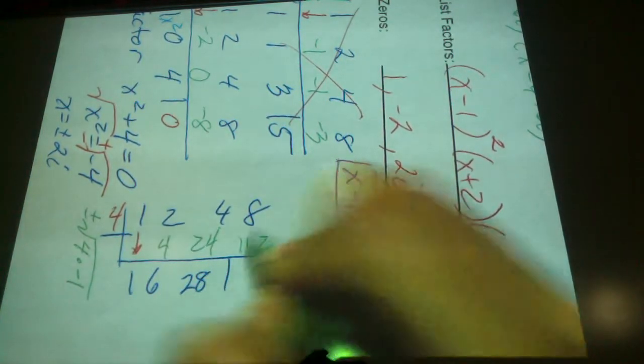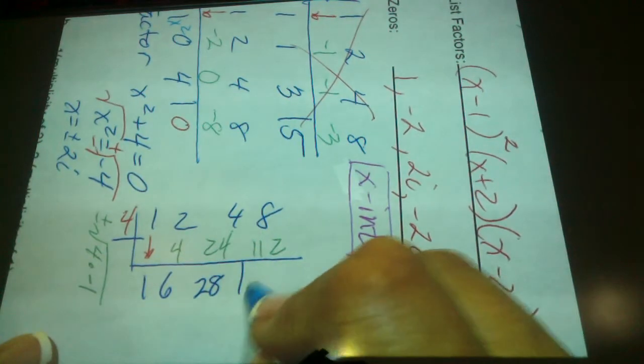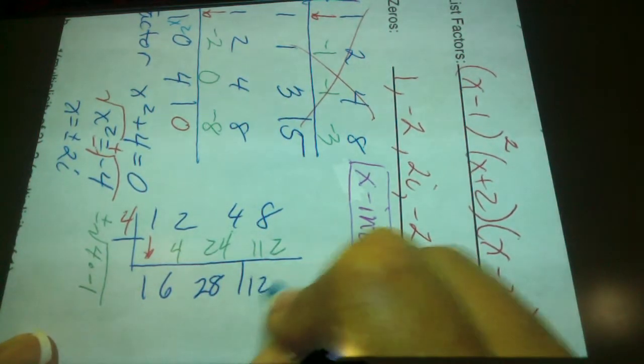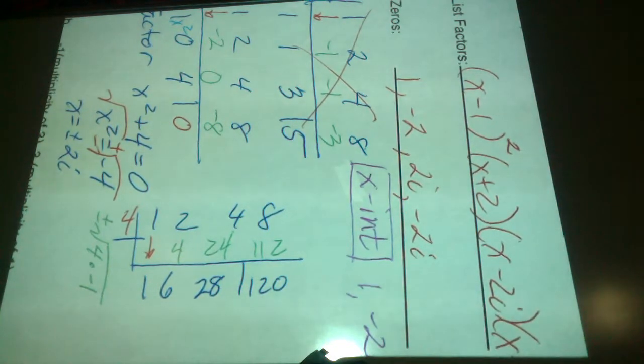4 times 8 is... and add down, you get 120. So if you had chosen 4, you probably would have said that that was your upper bound. Right? Aren't they all positives? Because you might have selected 4 instead of 2. So for your purposes, that's your upper bound.